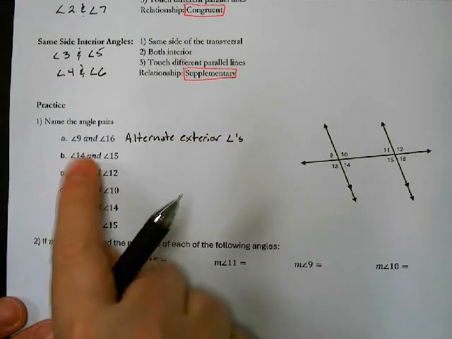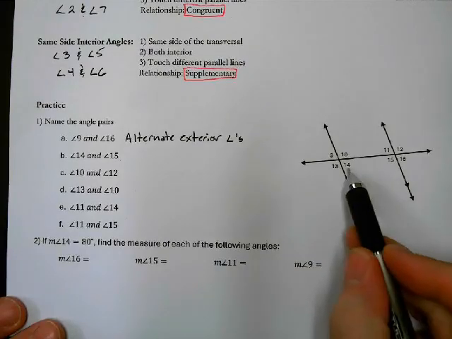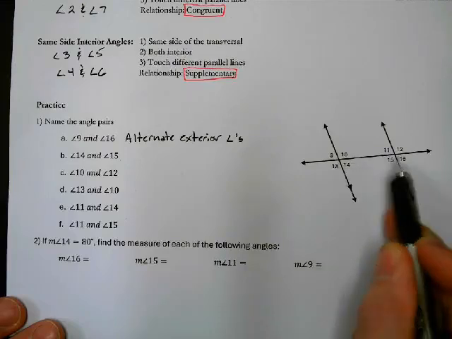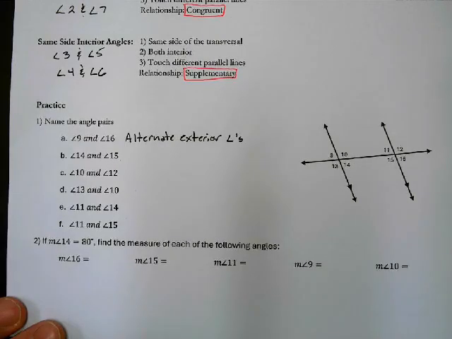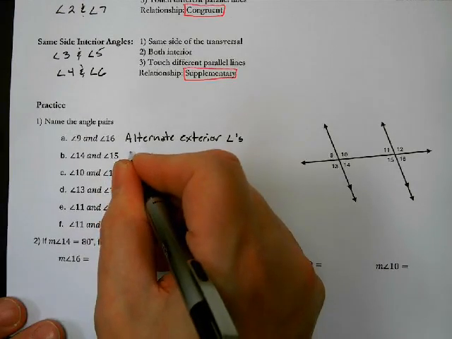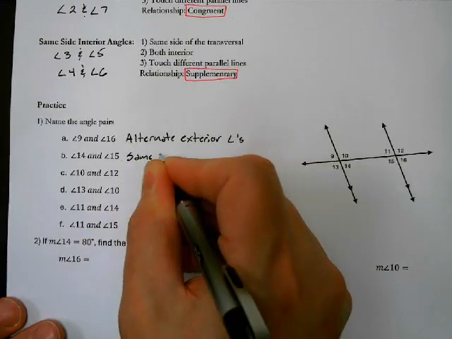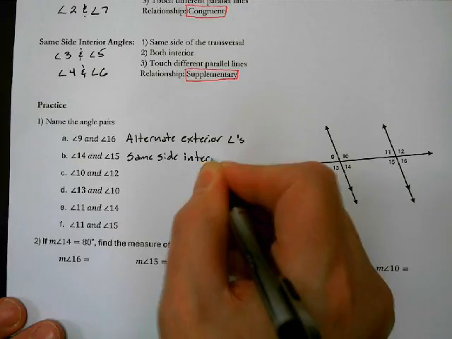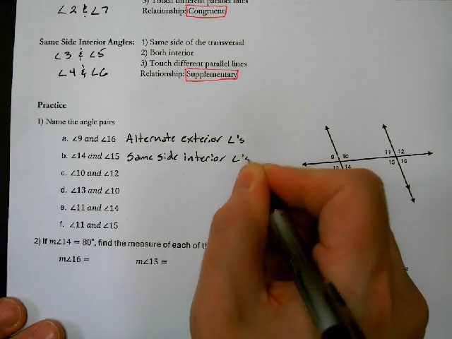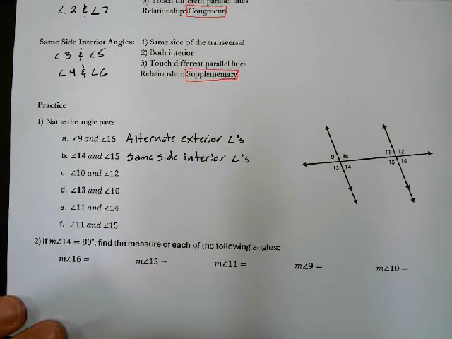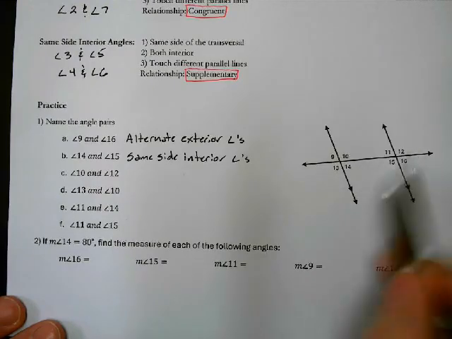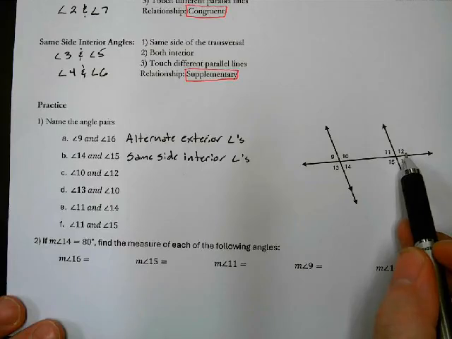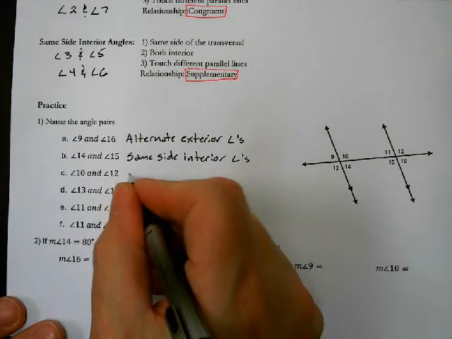14 and 15. See, 14 and 15. They're both interior, and they're on the same side of the transversal. So those would be same side interior angles. 10 and 12. They're on the same side of transversal, but 10's interior and 12 is exterior. So that would be corresponding angles.